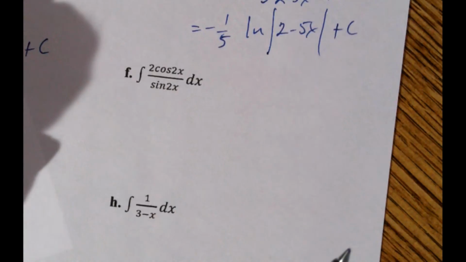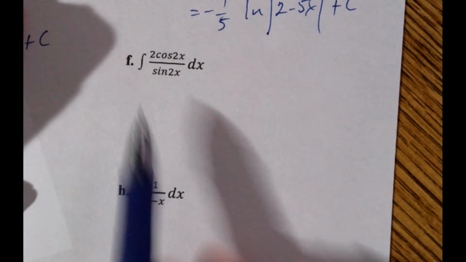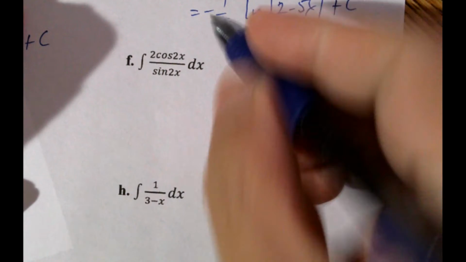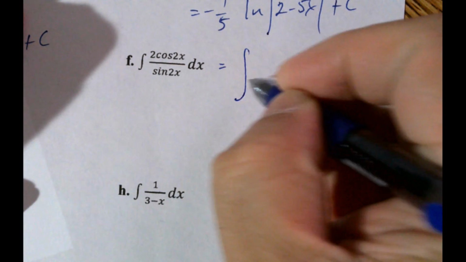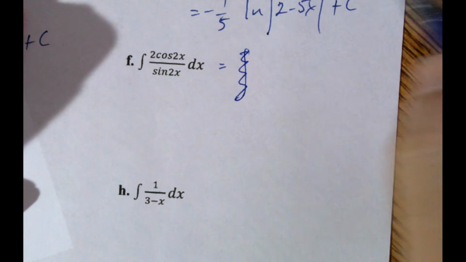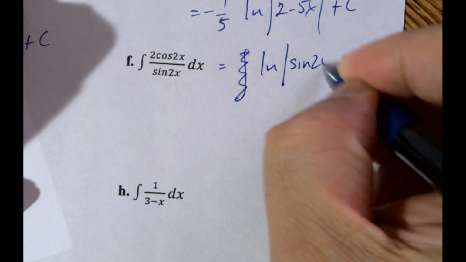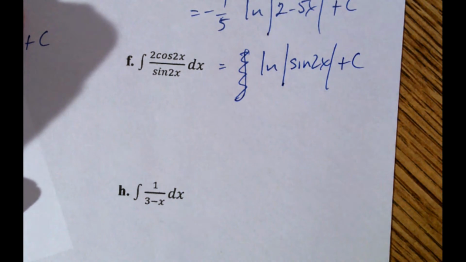Yeah, okay. All right. Here, what's the derivative of sine 2x? The derivative of sine 2x is 2 cosine 2x. So this is the numerator. Oops, I don't need that because I'm going to integrate it. It's natural log of the absolute value of sine 2x plus c. That's it. And then next one.